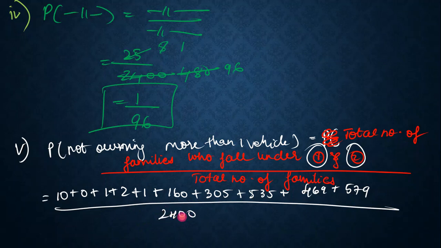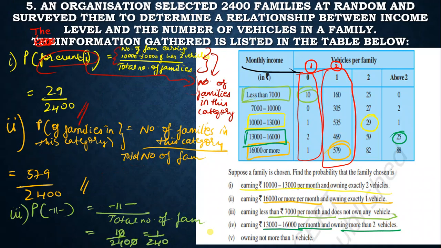By the total number of families, that is 2400. You add all of this up, you will get 2062 by 2400. When you simplify, you'll get 1031 by 1200. This will be your simplest form.